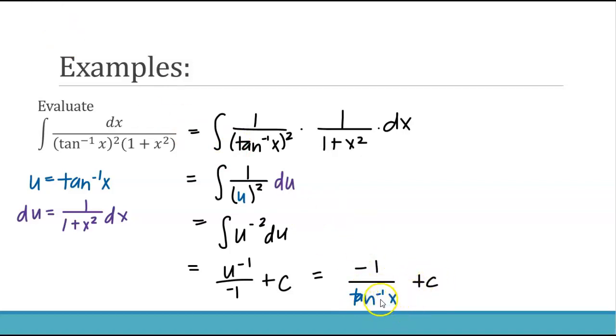And this is a good time to mention that we can't bring this to the top and make it tan x, as if this was a power, right? This is just the notation for inverse, like arctangent. So we can't move it to the top and make it tangent. And sometimes people want to do that. So this is my answer.